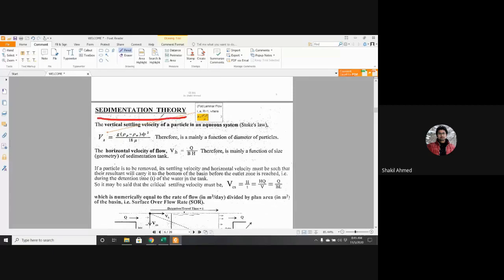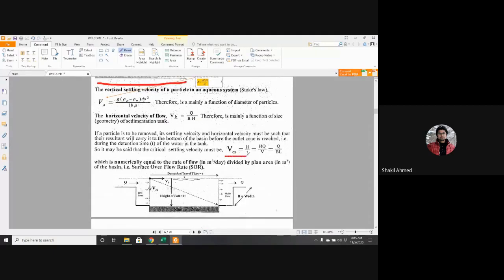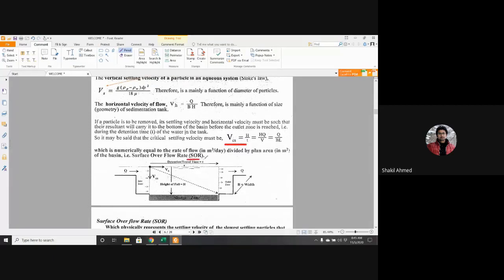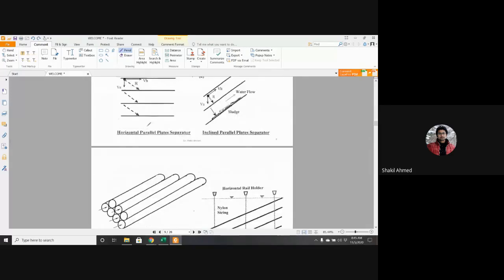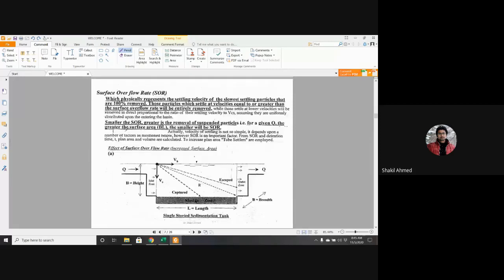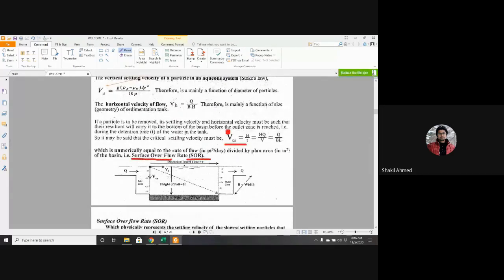So in sedimentation theory, we discussed in detail what is critical settling velocity, which is SOR, surface overflow rate, and what is the significance of SOR to increase the efficiency of the sedimentation tank. This is an important question. And we saw that if you decrease the SOR, then the efficiency of the sedimentation tank will increase. Are you guys following me? Yes, sir. If you decrease VCS, VCS is actually SOR, then the efficiency of the sedimentation tank will increase.